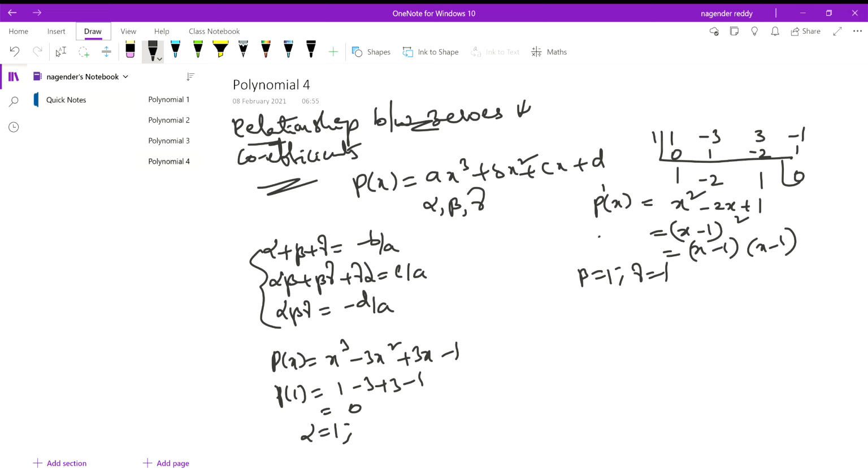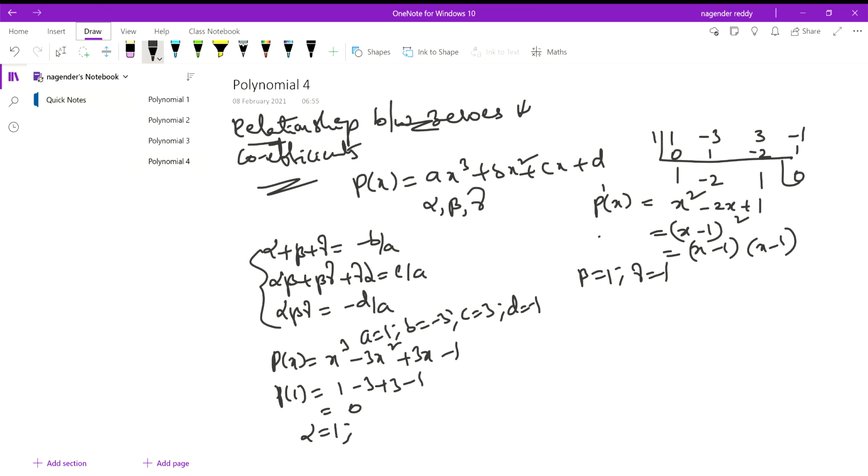Now you can observe these conditions. Before going to this condition, let me write here: a value is 1, b value is minus 3, c value is 3, and d value is minus 1. So in that case, we'll go for it.